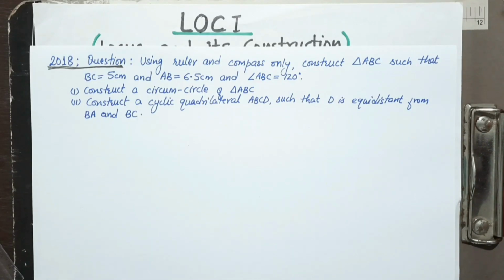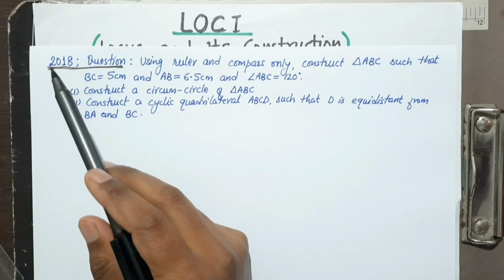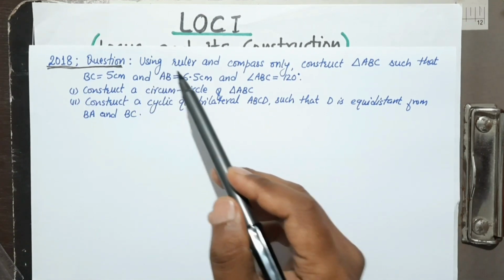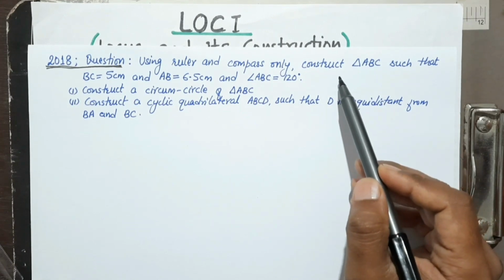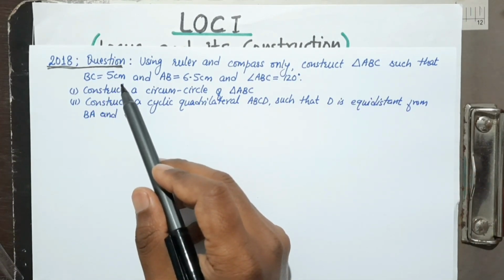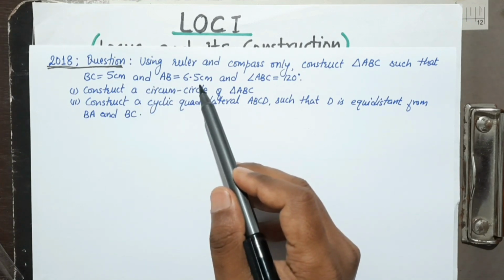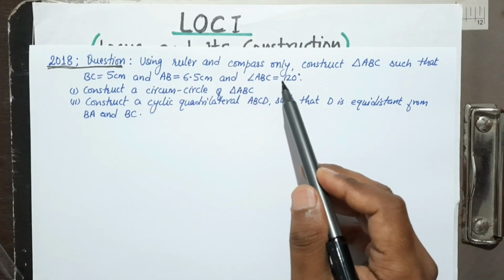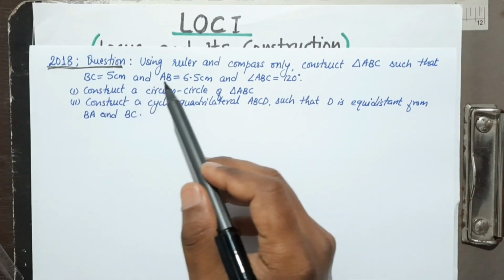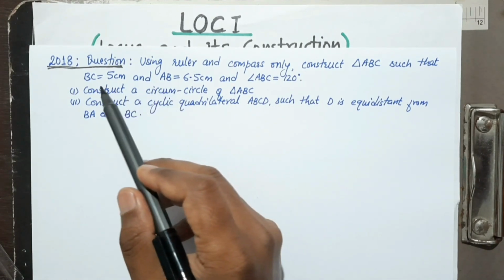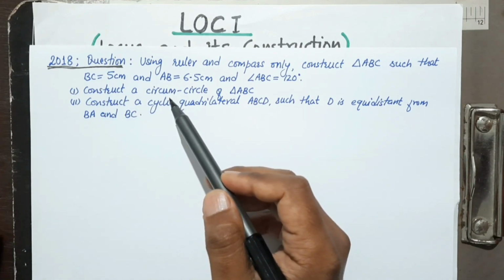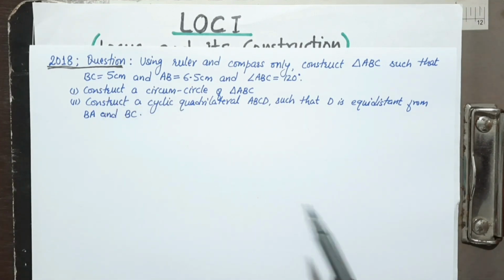Now the next question, this is from the 2018 paper, and the first instruction is always the same: using ruler and compass only. Construct triangle ABC such that BC is 5 centimeter, AB is 6.5 centimeter, and angle ABC is 120 degree. So here BC as well as AB is given. That means either BC or AB we can take as base. I'll take BC as a base.